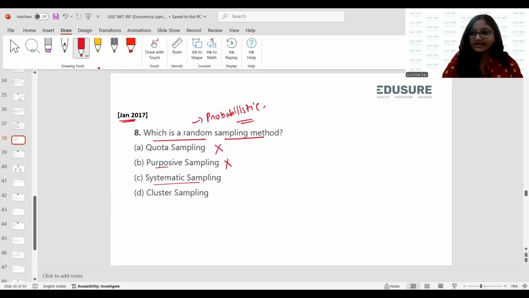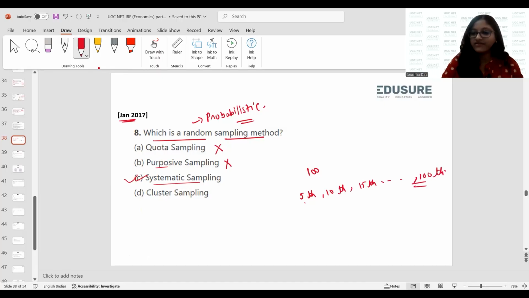Systematic sampling. Systematic sampling is a probability sampling. Why is this so? Because here we have a rule. Suppose I choose every kth element, every kth person. Suppose I have 100 people in my population, and I have defined the rule that I will choose every fifth person. So I will choose the fifth person, then the 10th person, then the 15th person, all the way to the 100th person, right?